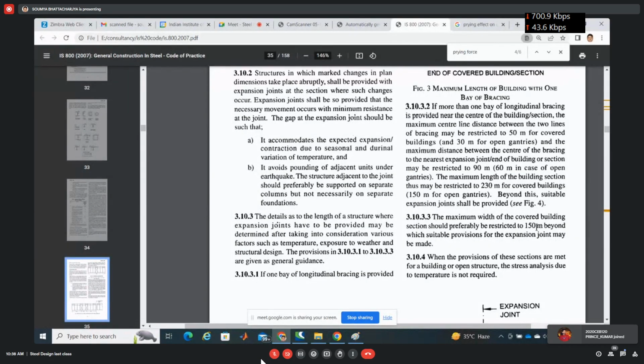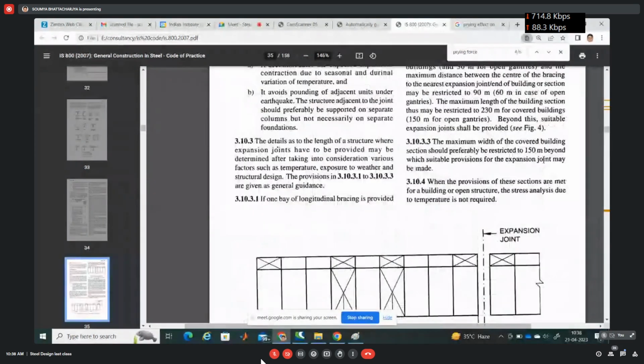But here, though it is written as 230 meter, we limit it up to 150 meter. Now, in your industrial building, you see the length of the building is less than 150 meter. That is why you have not considered the thermal stresses. We know that whatever thermal stresses get generated, the structure will be expanded or contracted, but that will not create any stress to the structure. But in case it becomes more than 150 meter, that expansion or contraction will be significant, and that will create stress to the structure. Okay, so this is because of the length constraint.